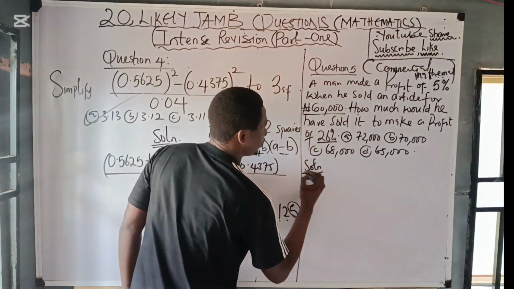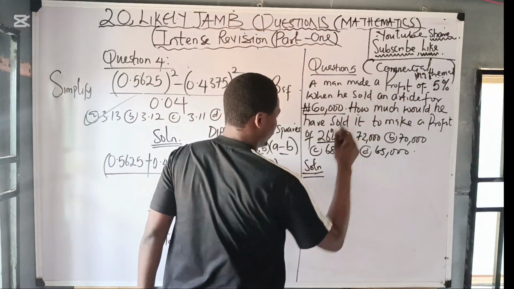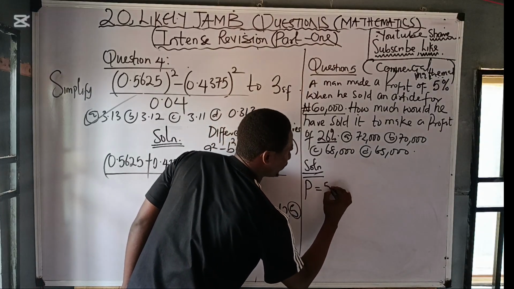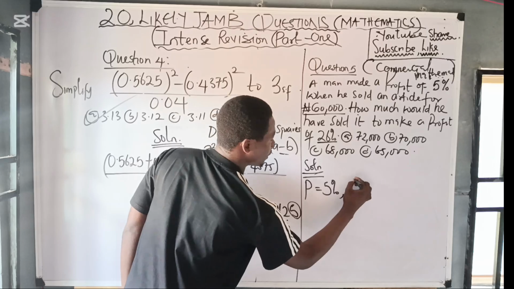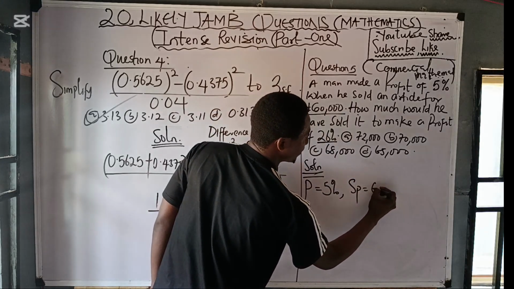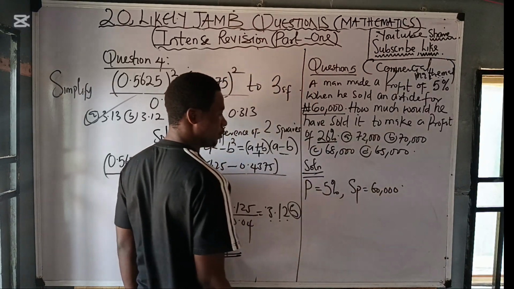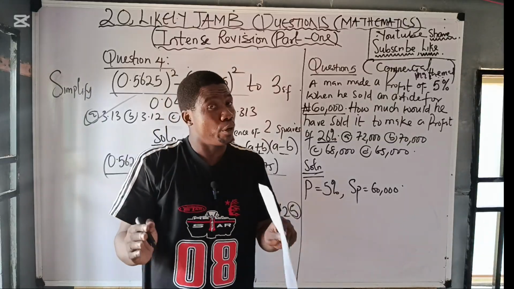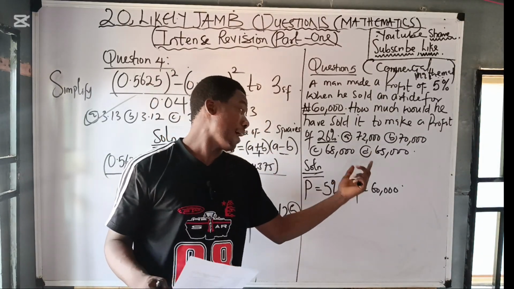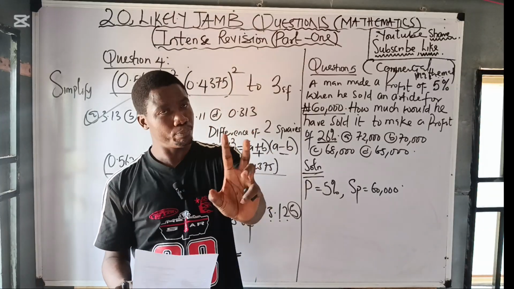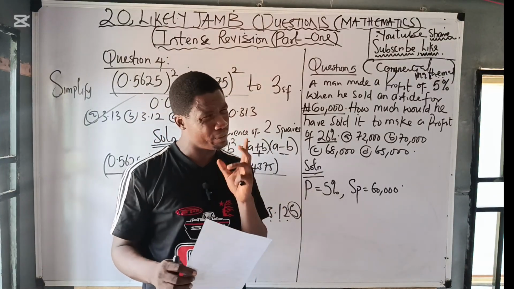Now, this is the profit. The profit initially is 5%. Yeah, he made 5% profit. When he sold it, the selling price is 60,000 naira. Now, we would have been able to know the profit simply by calculating the cost price, then you minus it from the selling price. You know the profit.